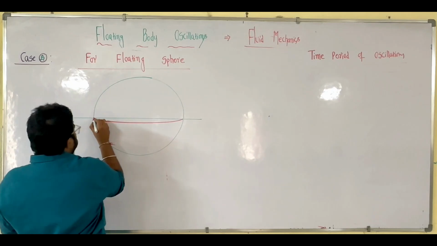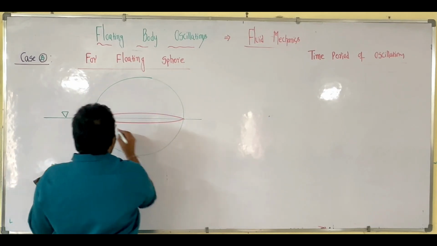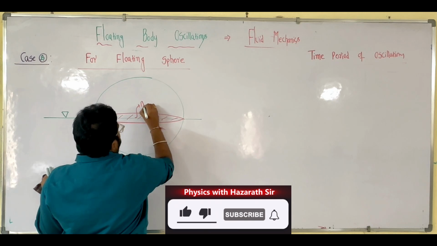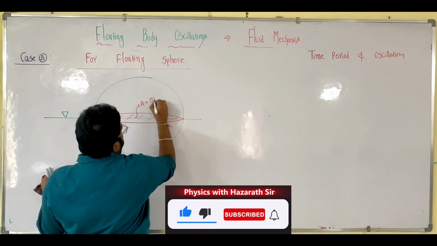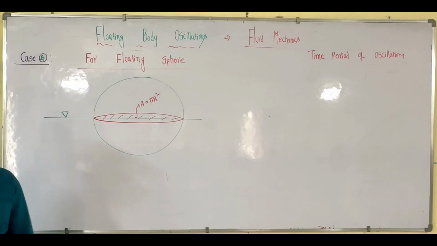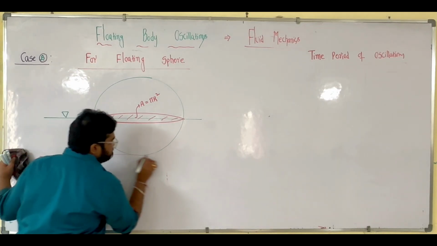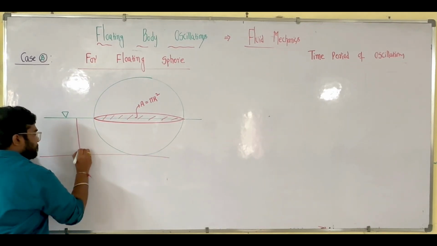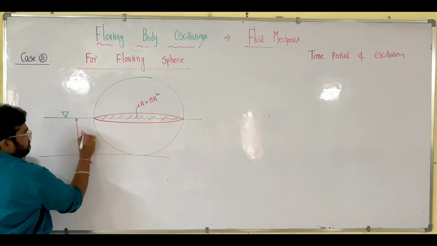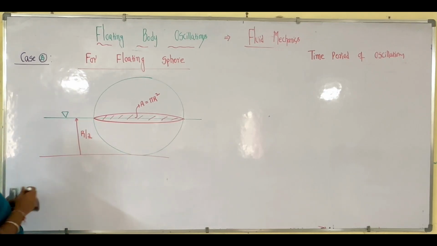This is the cross section, from here to here. What is the area of the cross section, the projected area? Pi r square. First we need to write the projected area. Half of the sphere is floating. What is the depth of immersion? R by 2. Clear or not?